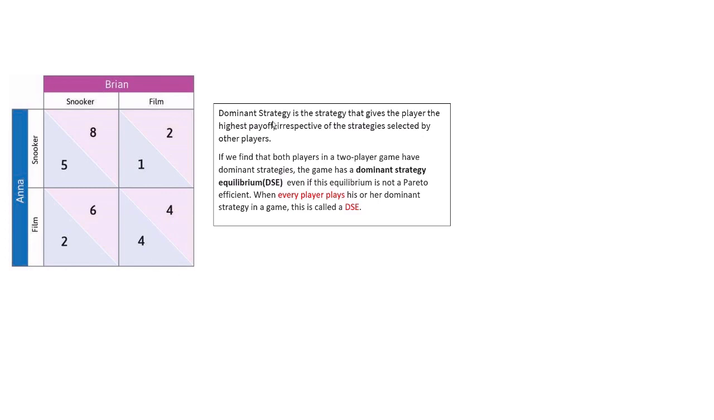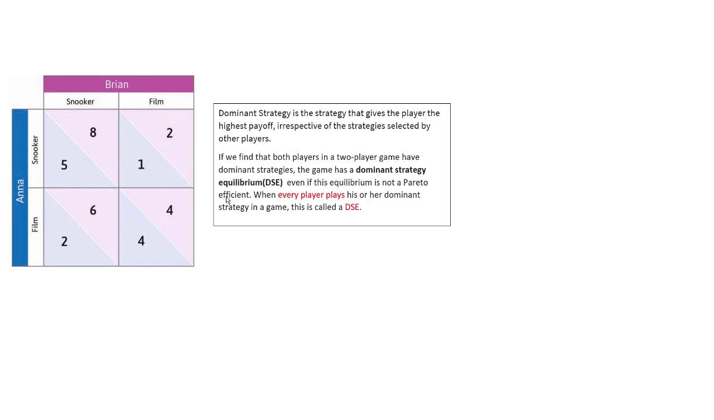Then we are going to identify a few things. The first thing we are going to look at is the dominant strategy. A dominant strategy is the strategy that gives the player the highest payoff, irrespective of the strategy selected by other players. Meaning if Brian wants to have a dominant strategy, then his payoff must be highest. If both players in a two-player game have a dominant strategy, then there is a dominant strategy equilibrium. I call this DSE.